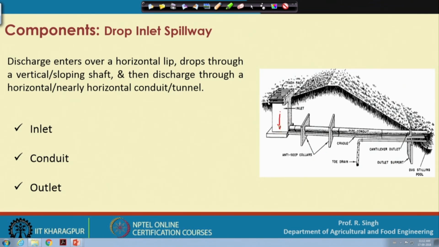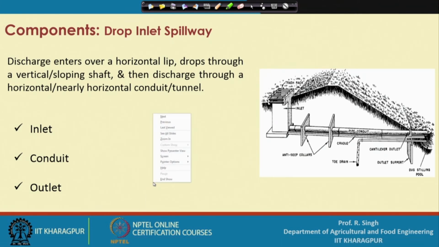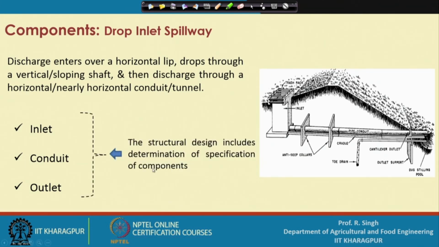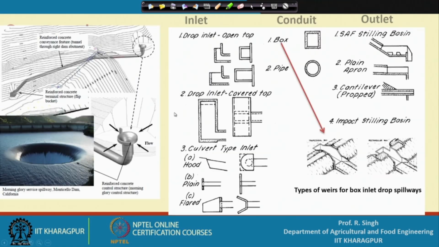Here the inlet is located and then the water flows through a conduit, a pipe conduit, and then is discharged through the outlet. So, these are the three basic components of this spillway, and in the following chapters we are going to design each of these components. Now, coming to the design, the structural design includes the determination of these specific components as I described earlier.